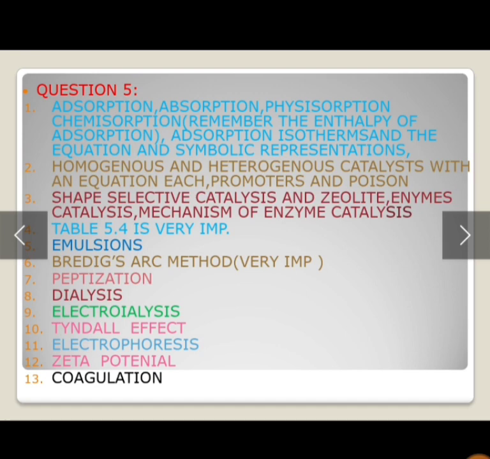Next, the concepts which I feel are very easy. Emulsions, liquid in liquid: water in oil and oil in water. Bredig's arc method. It is a very important question for 2 marks. You need to learn the diagram too. Then comes dialysis, peptization, Tyndall effect, electrophoresis, zeta potential, coagulation. Only definitions would be enough for this. Next comes question number 6.